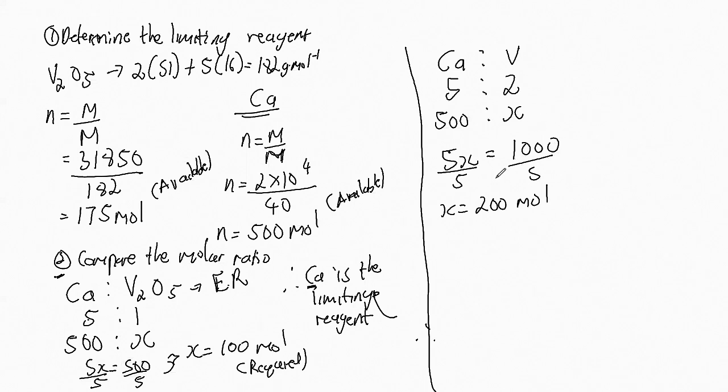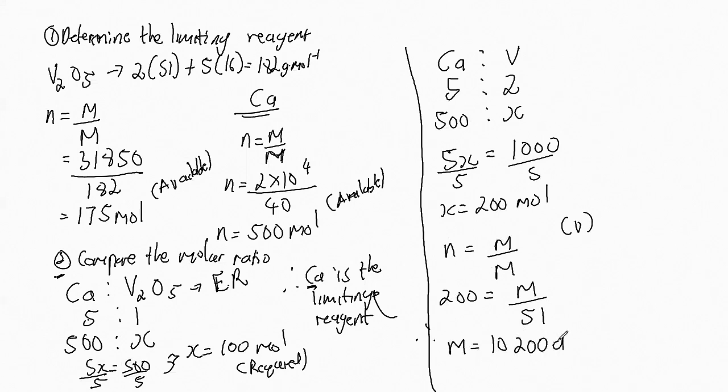But remember, we said that the theoretical yield is in terms of mass. So we still need to go further here and say n is equal to m over big M. Note that we are calculating for vanadium, V. Now the number of moles is 200. We are looking for the mass, and the molar mass of vanadium is 51 according to our periodic table. We cross multiply here, and our mass becomes 10,200 grams. Remember, our mass should be in grams, so we leave it like that. So that's how we calculate the mass of vanadium, the theoretical yield.